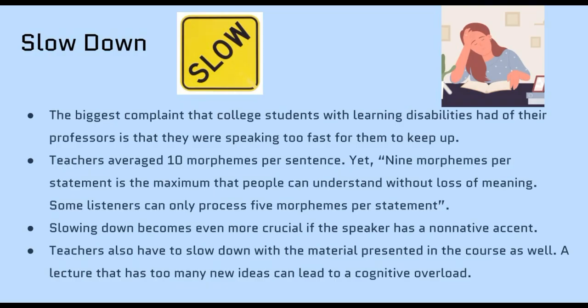So teachers actually average about 10 morphemes per sentence, yet only 9 morphemes per statement is the maximum that people can understand without loss of meaning. And even then, some listeners can only process 5 morphemes per statement. And then slowing down becomes even more crucial if the speaker has a non-native accent, because it's another thing that students have to navigate on top of keeping up with what's said in the lecture.